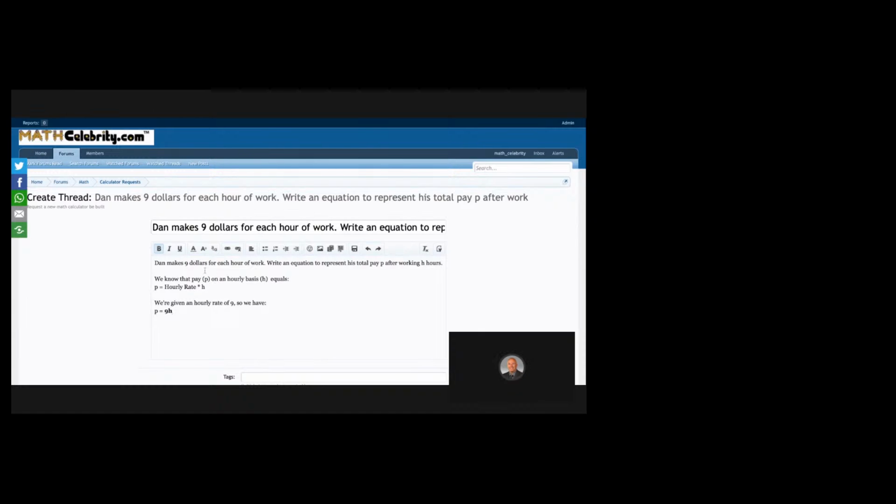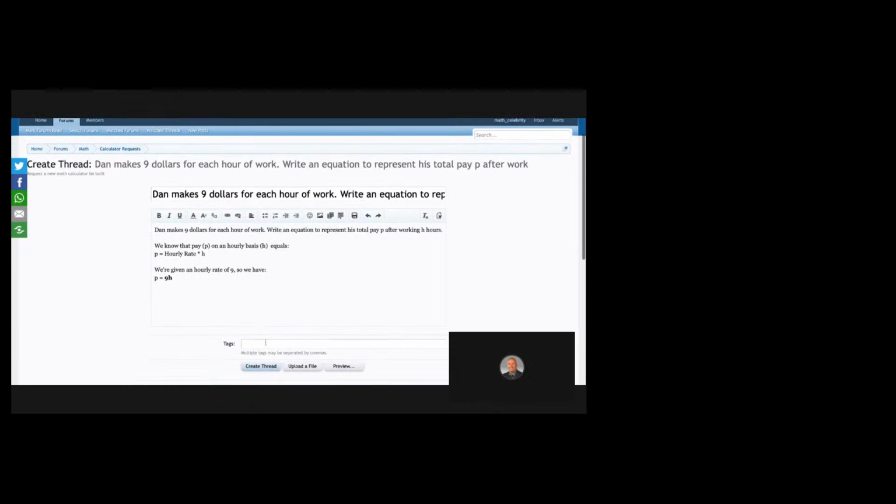The dead giveaway on this problem is each hour, so you know that this guy's paid hourly. They want total pay. For any hourly worker, your pay is hourly rate, what you get paid each hour, times the number of hours you work. So in this problem, we're given an hourly rate of 9, H hours worked, so our pay is 9H. So we could just say hourly rate, compensation, boom, done.